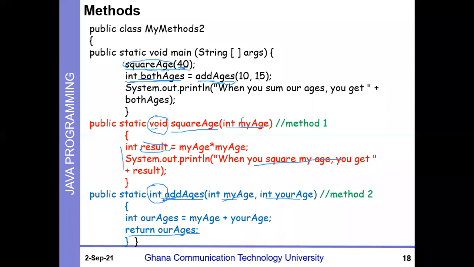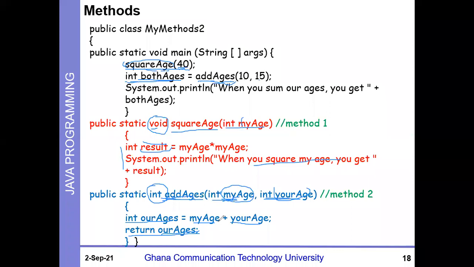But this method here, add ages, is taking two integers. It will assign the first one to my age. The order in which you submit the integers is the same order that will be assigned. So the first will be assigned here, the second here. And now it will declare a variable called our ages, and then add the two ages, assign it to our ages, and then it will return. So it means when you call this method, it's going to bring back an integer.